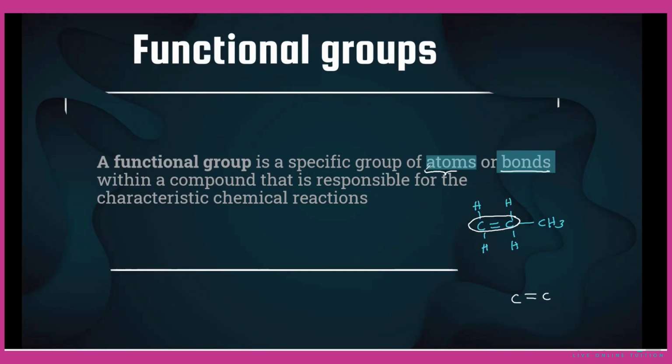Or it can be a group of atoms. For example, if we have C2H5OH, if I'm drawing the molecule, it will be C2H5 and then OH. Here the functional group in this particular compound is this OH, which is a specific group of atoms. So functional groups are the responsible group of atoms or bonds that determine the characteristic of the chemical reactions that they may undergo. That's a short introduction to the topic of functional groups.